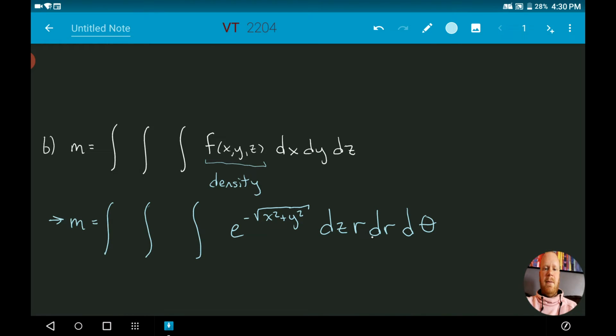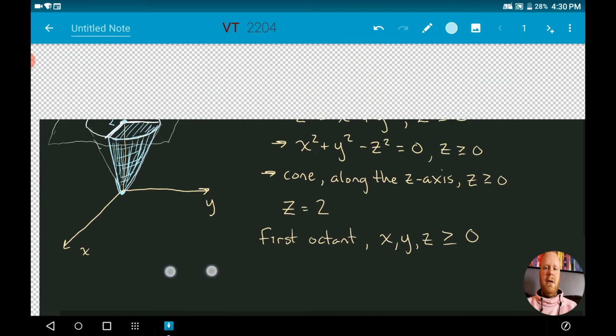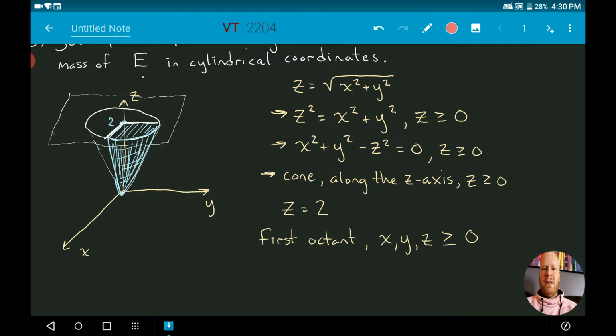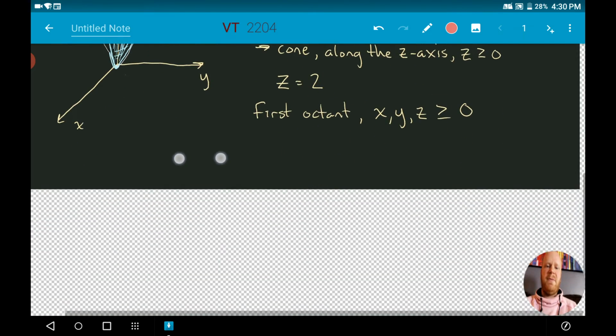Z, looking back at the sketch, it looks like Z is bounded between two surfaces, and we want to think about which one's on the top and which one's on the bottom. So I like to picture something being dropped along the z-axis, kind of falling from the sky. It's going to hit z equals 2 first, and then it's going to hit our cone. That's defined by z equals square root of x squared plus y squared. So the first is going to be our top surface, and the cone is going to be our bottom surface.